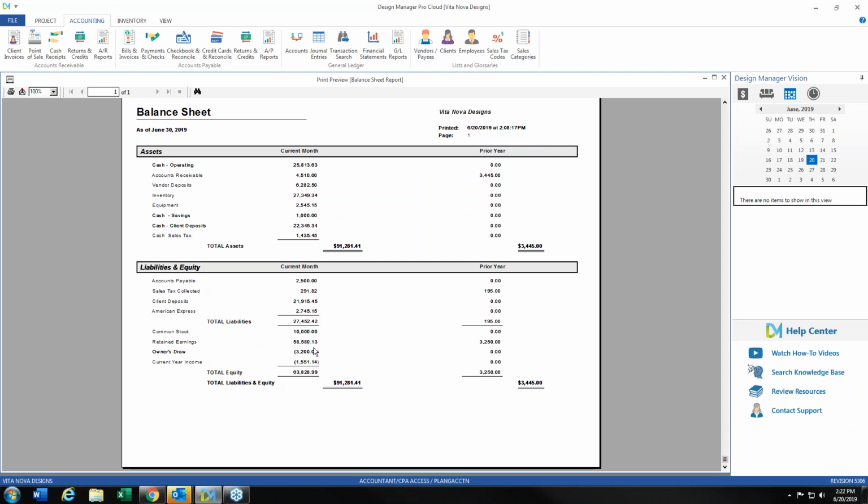And then owner's draw, you'll always see that as a negative number. Owner's draw is the amount that a business owner took out of the business during the year that was not considered payroll or salary. Anything additional besides owner's salary, that's what owner's draw is. And then we've got current year income, and we'll look at the profit and loss statement next.